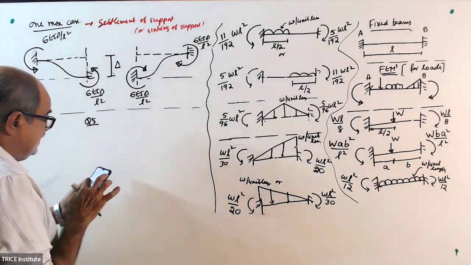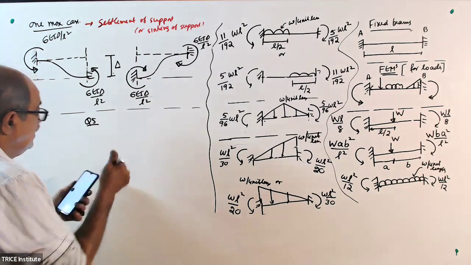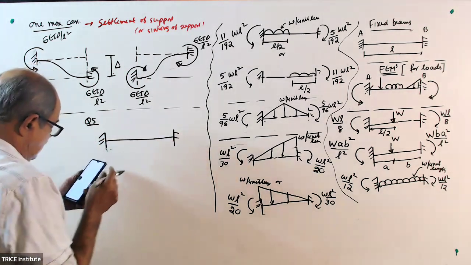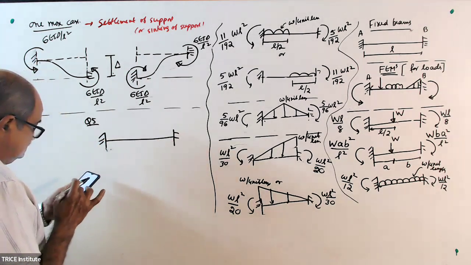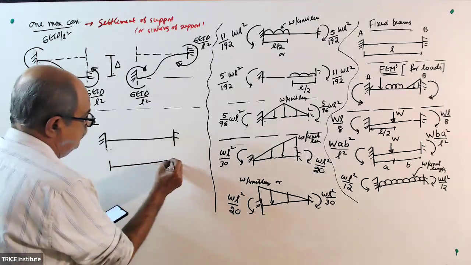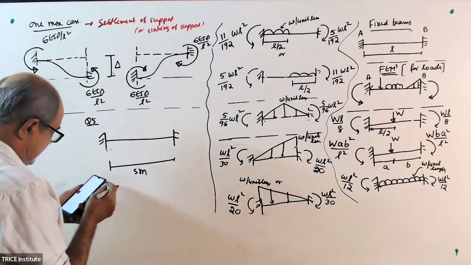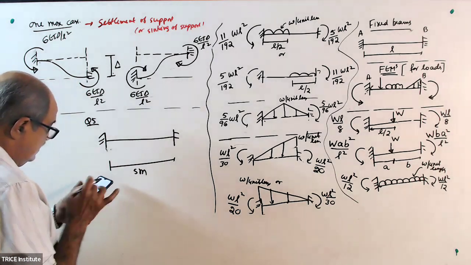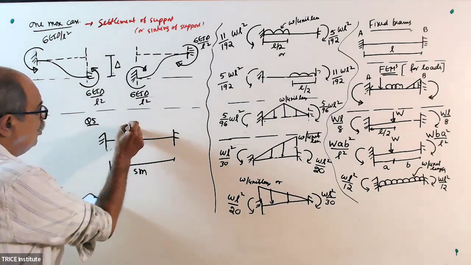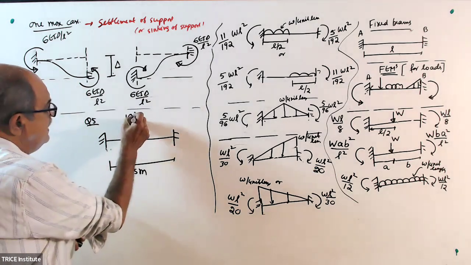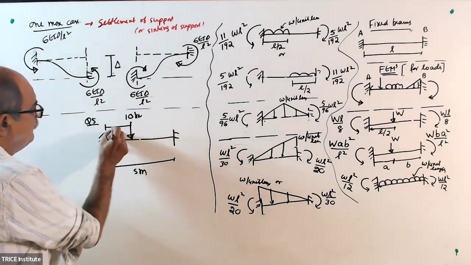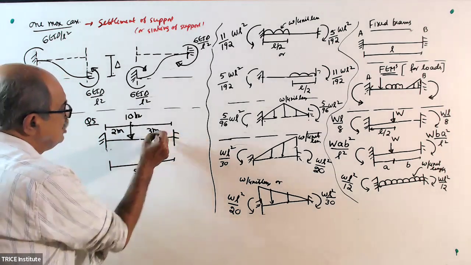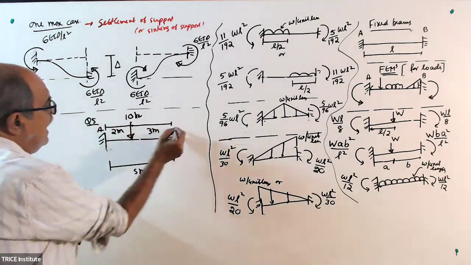There, the sketch given, question 5. A fixed beam is given this way. Fixed beam of length 5 meter. And then there is a point load of 10 kilonewton at 2 meter from the left end. If that is 2 meter, this will become 3 meter. That much common sense should be there. This is A and this is B.